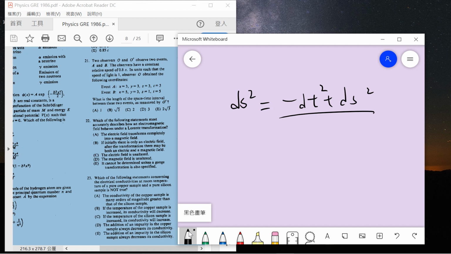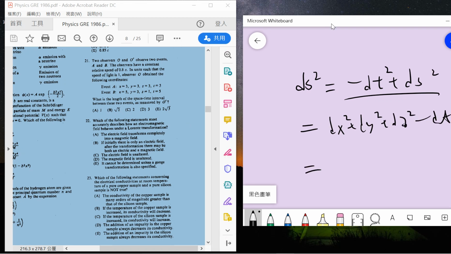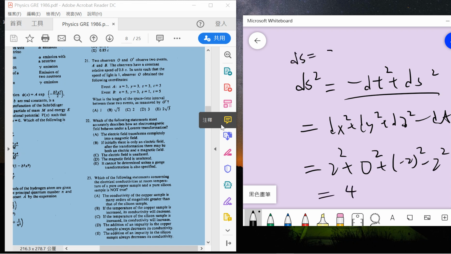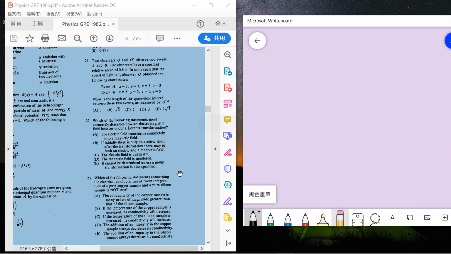Okay, so that's easy. We calculate dx squared plus dy squared plus dz squared minus dt squared. So we have x difference is 2 squared, 0 squared, minus 2 squared, minus 2 squared. So it's 4 plus 4 minus 4, which is 4. So ds is 2. The answer is C. Special relativity is probably the most important topic in the subject GRE.